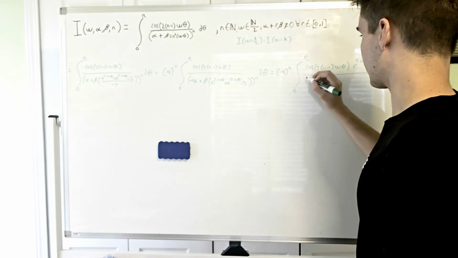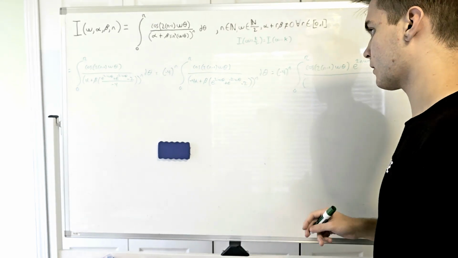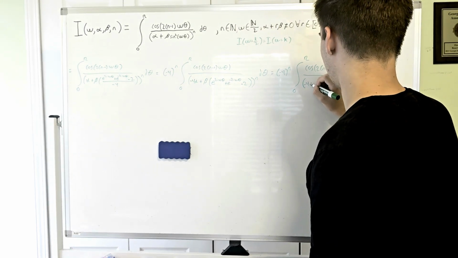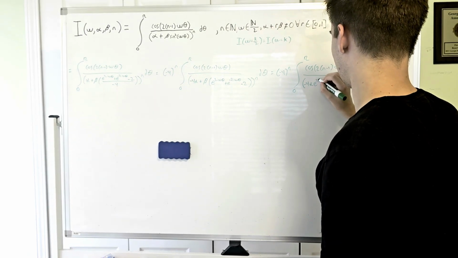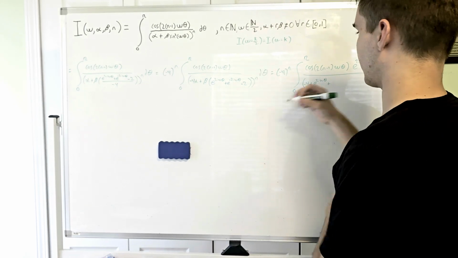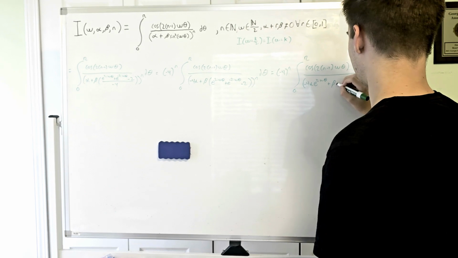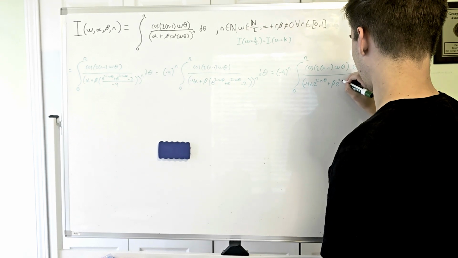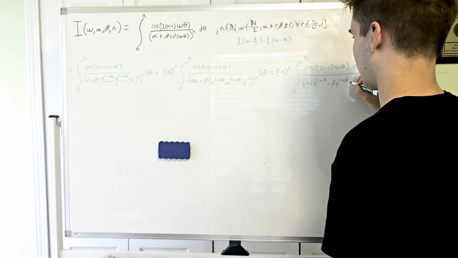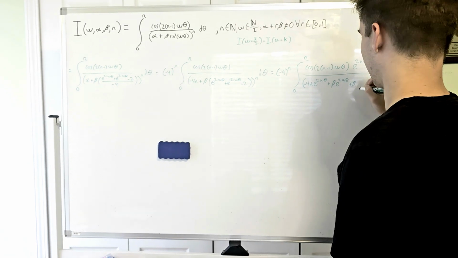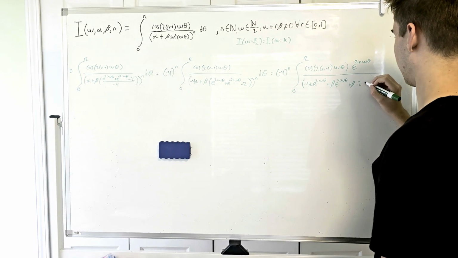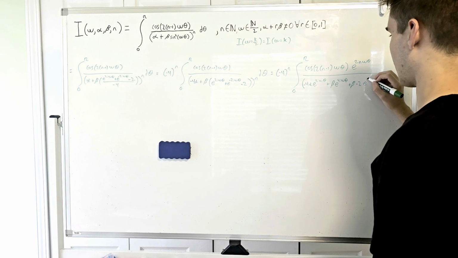Okay, so now we can multiply the inside by e to the 2i omega theta. So that's this. Now I am going to distribute the beta. Oops, not an n. This just becomes beta because it gets canceled. Oh, 2 beta.